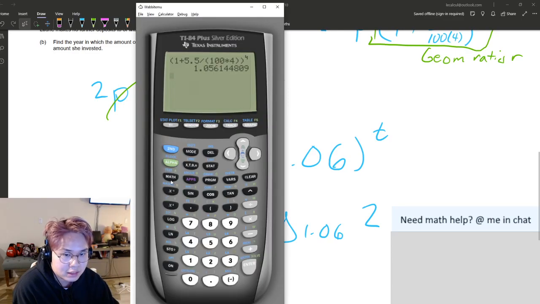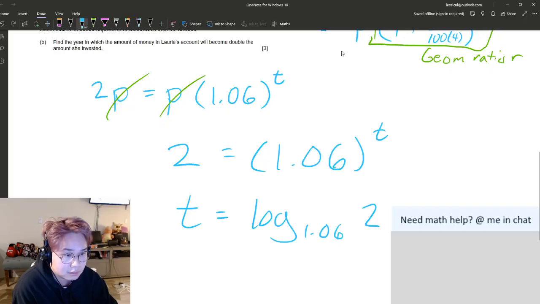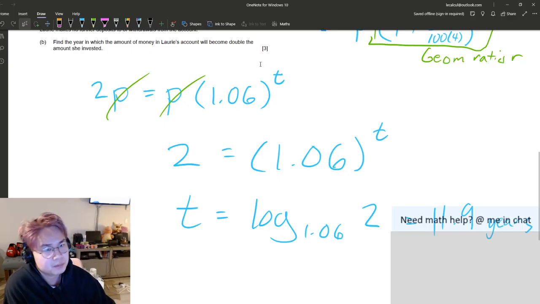So let's see if this calculator can do logs in more than one base. And it might not. Oh, I think it does though. Okay, so log base 1.06, and then inside of this we got 2, and then 11.9, let's say. So this is 11.9 years it will take.